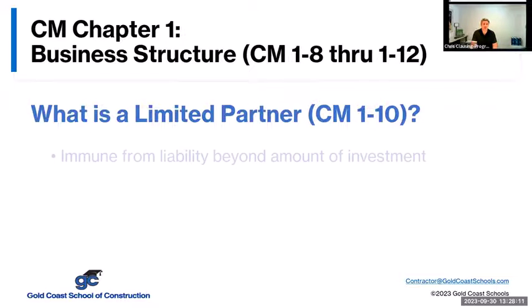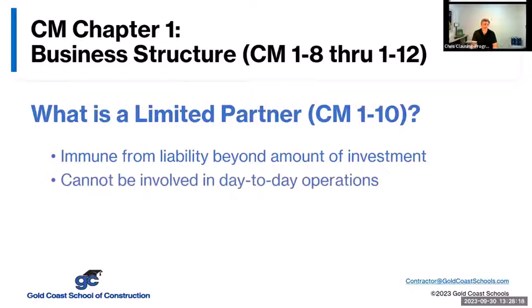So on CM 110, they explain that limited partners are immune from liability beyond the amount of their investment. That is different than a general partner. They cannot be involved in day-to-day operations. That's a very important distinction. So a limited partner cannot be there on a daily basis. No subordinate can be reporting to them. They're basically just passive investors.